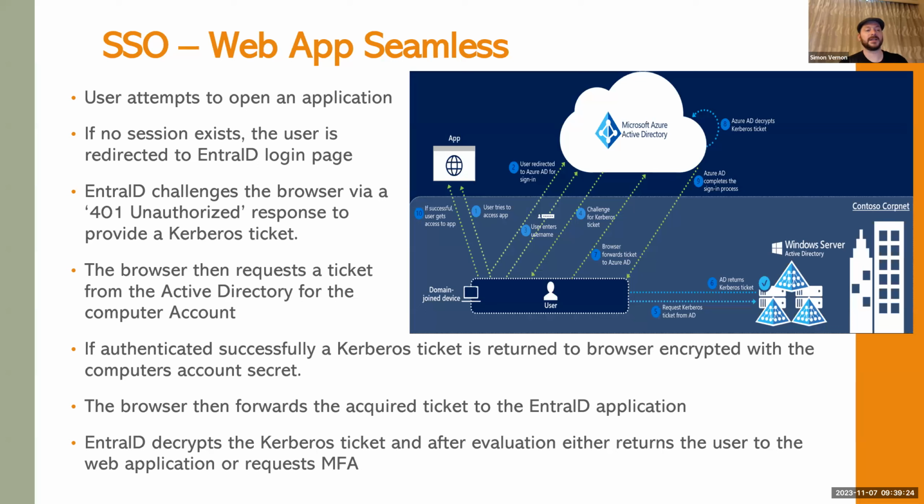The user attempts to access an application. If the session doesn't already exist, then the user is redirected to an authentication service, for example, Entra ID. So this happens with a redirect like a 403, for example. Entra ID challenges the browser with a 401 unauthorized. So you get a response back from the application that says you're not authorized, you've not presented your request with a token in your browser. So the browser then goes back and requests a ticket from the Active Directory. This is a domain-joined Windows machine.